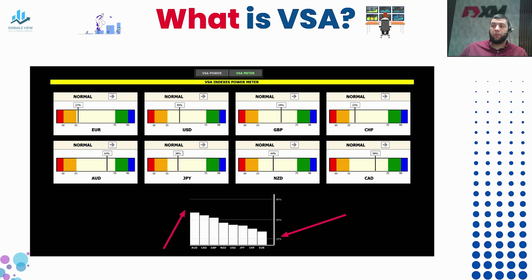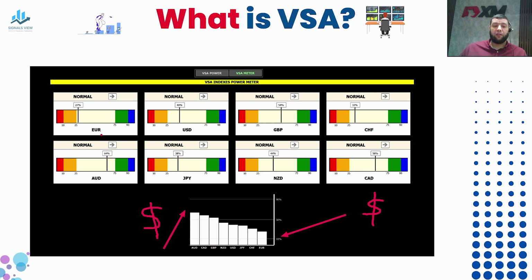Why? Because you would be making money in shorting the euro. At the same time, you would be making money in buying the Australian dollar. So you would be making money both ways in both currencies. One is going up and one is going down. And that's one of the secrets. It's going to tell you what is trending.